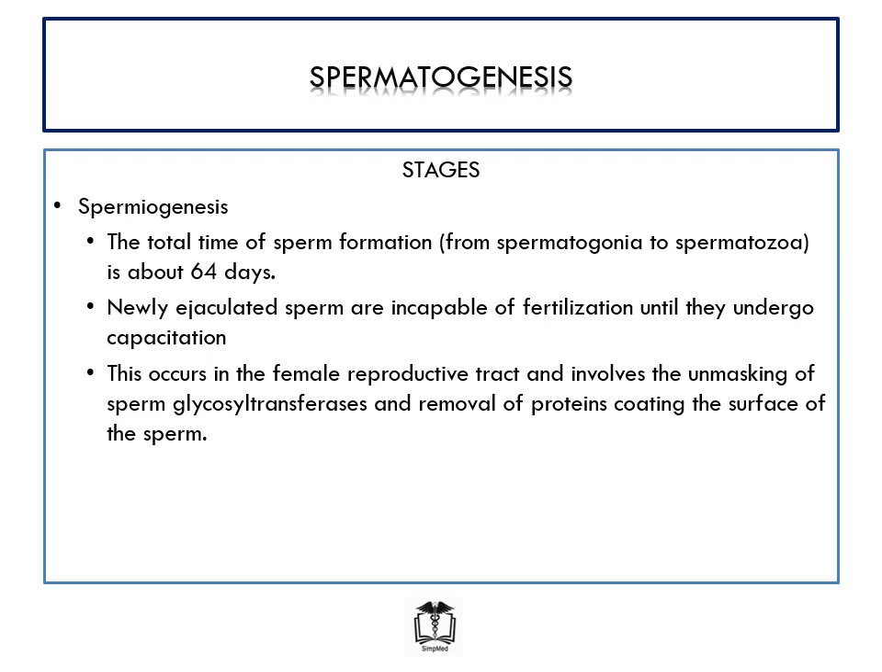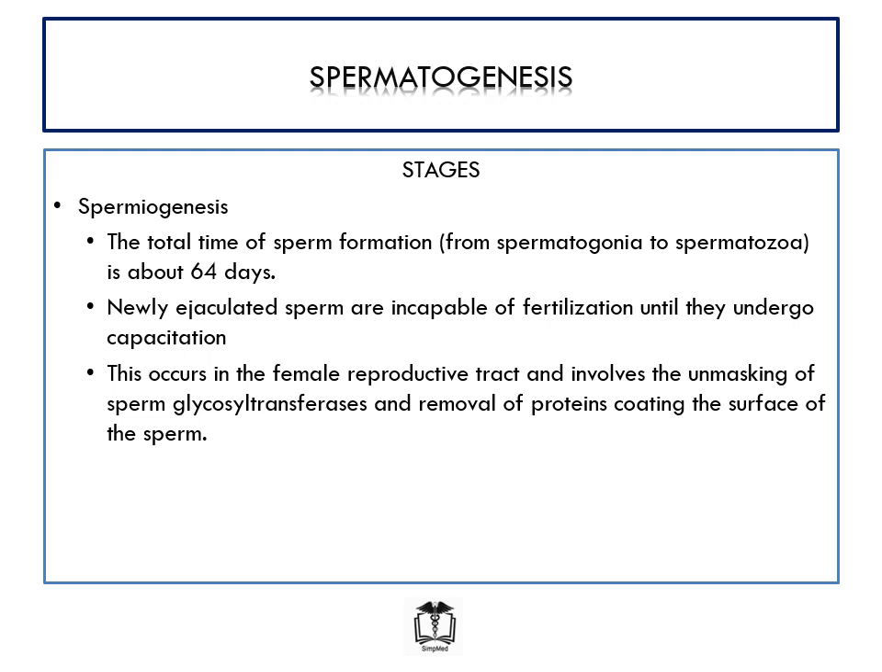So capacitation tends to occur when the sperm cells are present within the female reproductive tract, and it involves the unmasking of the sperm glycosyl transferase site and the removal of the protein coating on the surface of the sperm cell. This is very important because for the binding of the sperm cells to the oocyte, which is a process in fertilization, we need those glycosyl transferase receptors to be unmasked.